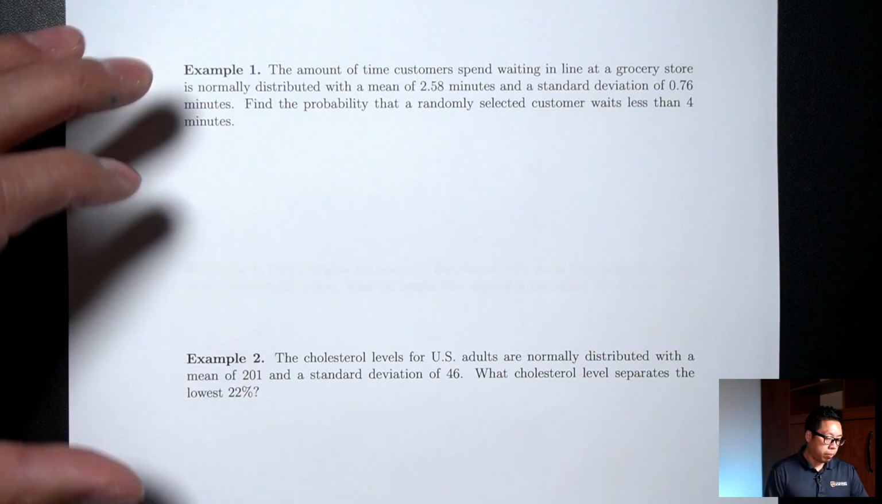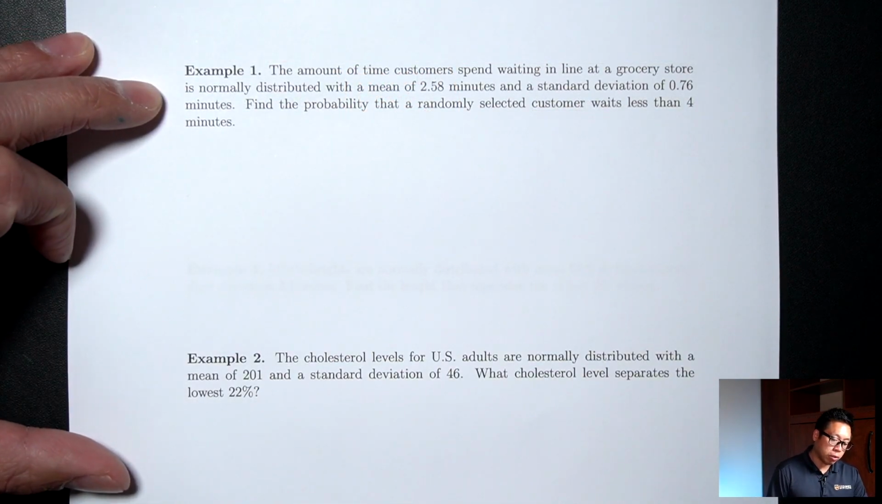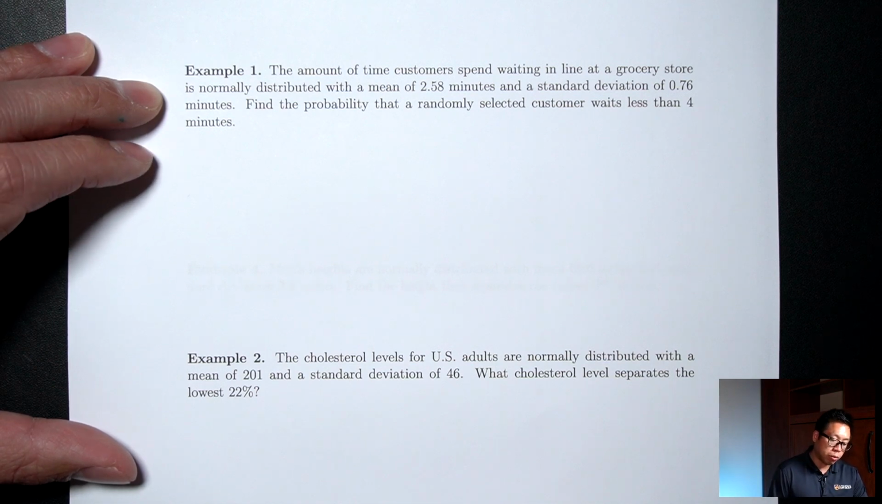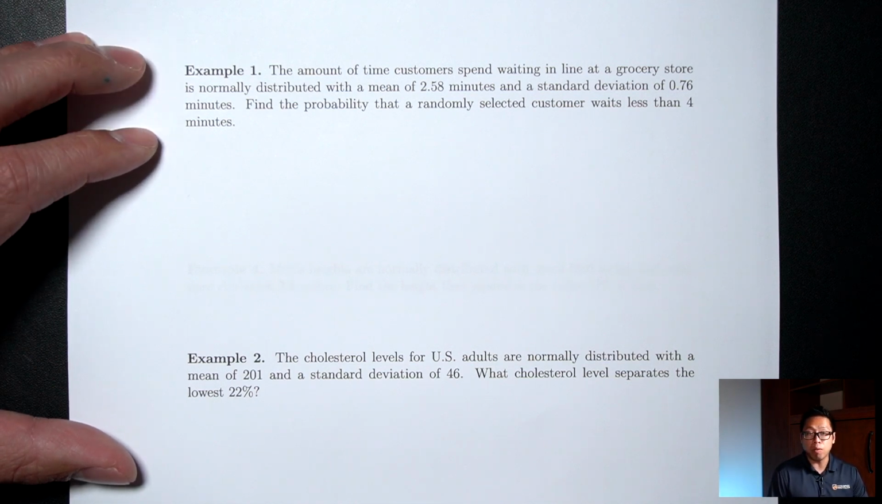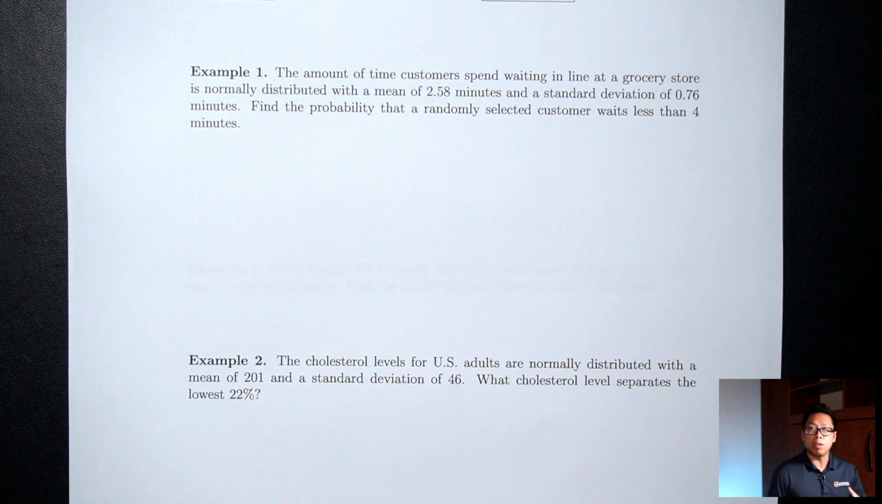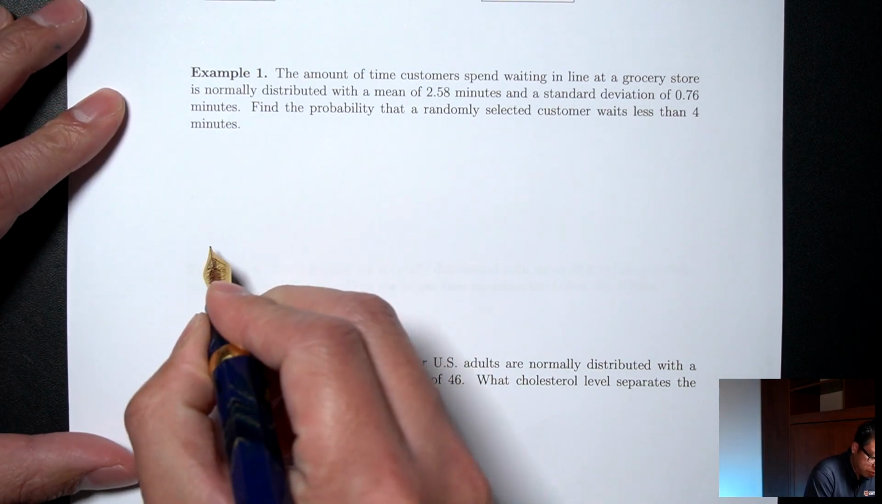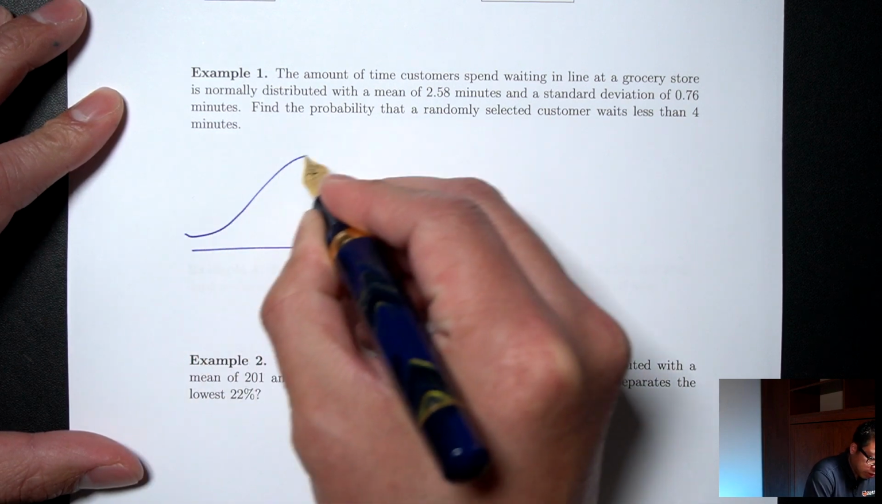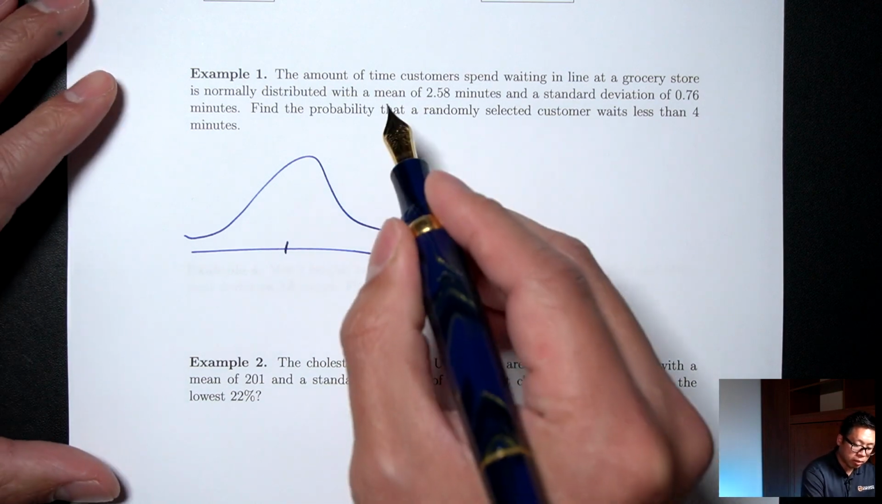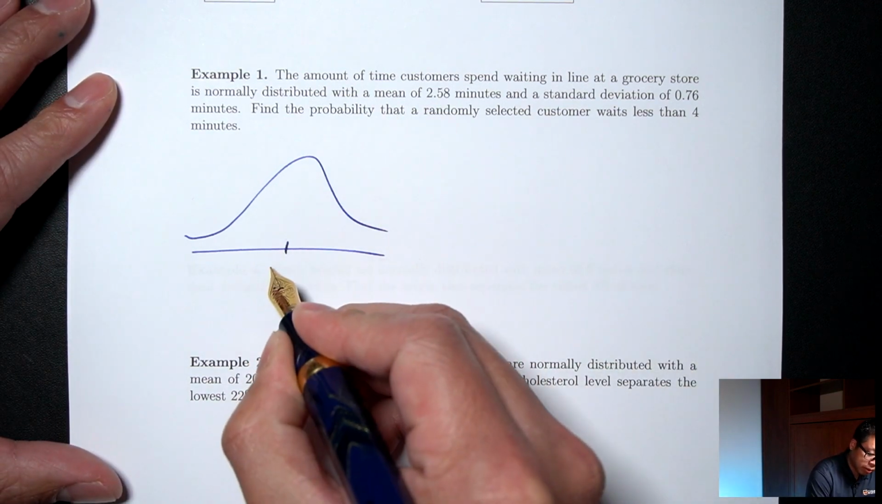Example 1. The amount of time customers spend waiting in line at a grocery store is normally distributed with a mean of 2.58 minutes and a standard deviation of 0.76 minutes. Find a probability that a randomly selected customer waits less than 4 minutes. The first thing I do on all these questions is draw the normal distribution picture and put the mean in the middle. So our mean here is 2.58 minutes.